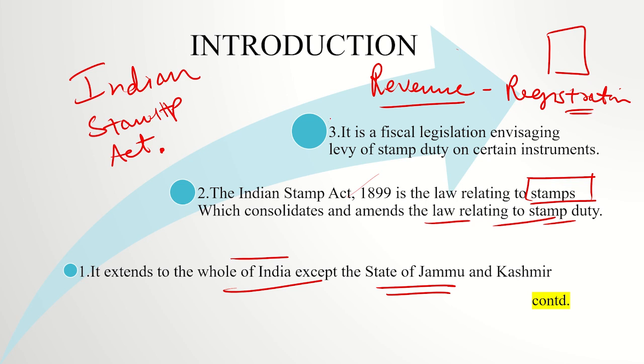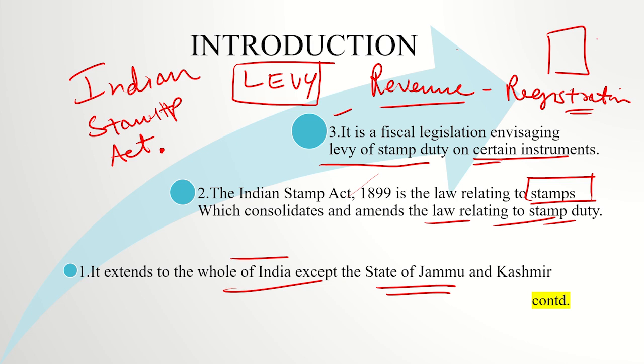Then the third point we should know in the introduction is that the Stamp Act is a fiscal legislation which is a levy of stamp duty on certain instruments. So what we have to understand here is that the first thing is that it is a levy. A levy means it is mandatory. It is a revenue for the government. What is it levy of? It is levy on certain instruments. When we say instrument, it means different documents.